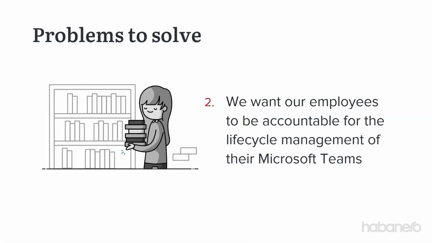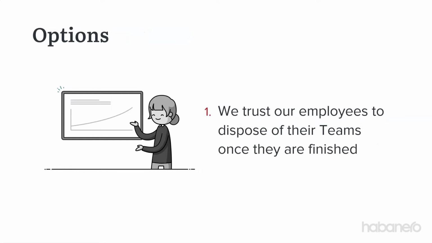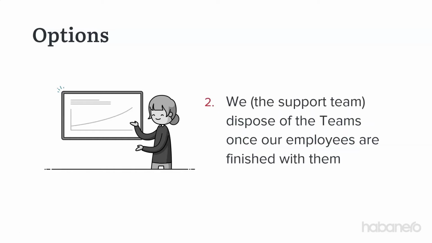Now that we know what we have to do, let's take a look at some of the options that are available to us. The first option is we trust our employees to dispose of their teams once they are finished. If this was in any way possible, you wouldn't be watching this video today. So we're going to strike this one from our list. The second option, we, as in the support team, dispose of the teams once our employees are finished with them. We don't really find this option feasible either. It places too much administrative overhead on our support team. It's also a waste of time and money to have a group like this doing a task that can be automated. So we're going to strike this one from the list as well.